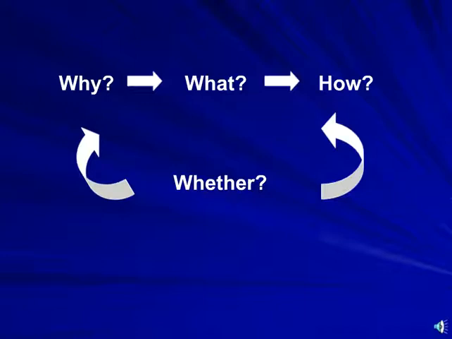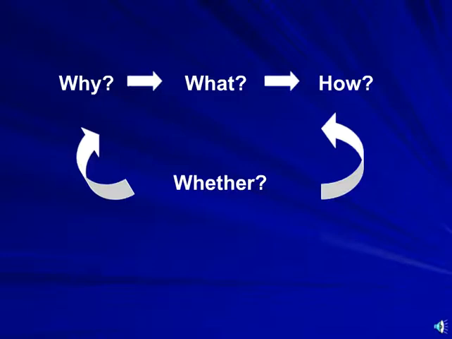Remember back to the very beginning of the course when we used a real simple model to describe everything that we needed to know about curriculum. Why, what, and how. Well, we're going to ask a fourth question and insert it into that model. Whether. Whether refers to whether we've actually been faithful to the aims of the educational program. It asks whether we've met the goals and objectives of the program.